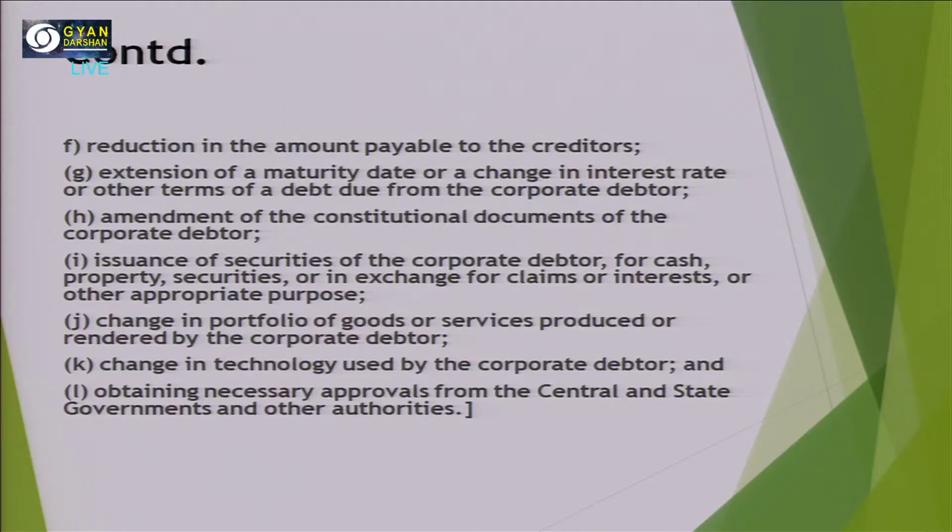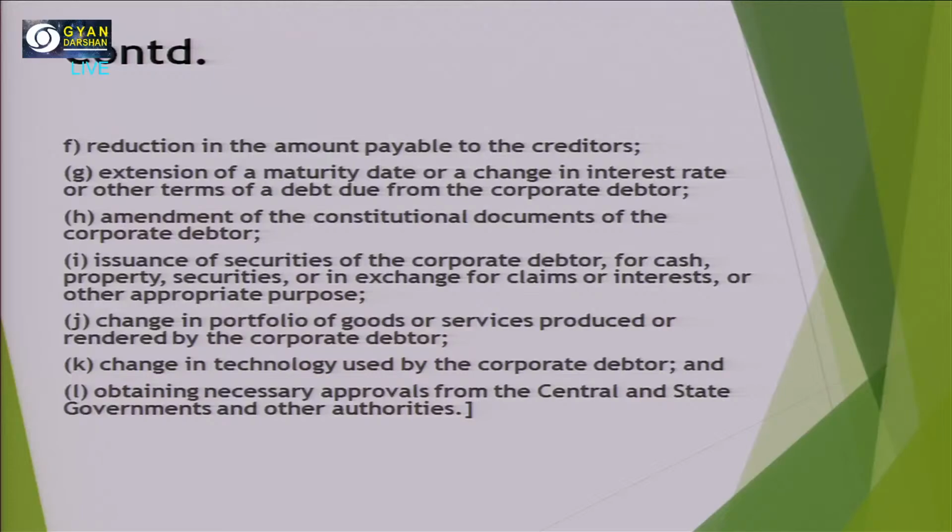Then there is a change in the portfolio of goods or services produced by the corporate debtor. Maybe certain goods are not as per the standards of the market. There may be an advancement in the requirements of the consumers. So the resolution plan may include such a statement of change of the nature of the goods or services. And then, as I told you, the change in technology is another big issue due to which certain corporate debtors have come into default, like CDs.